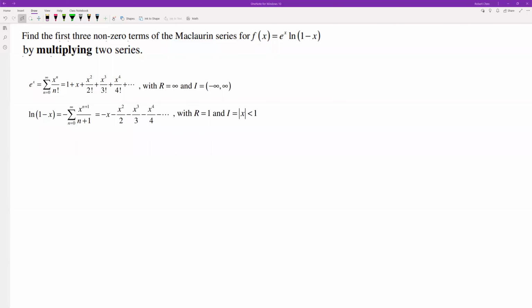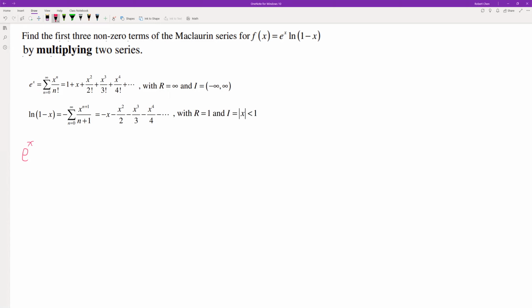All right, now here's another example. It says find the first three non-zero terms of the Maclaurin series for f of x equal to e to the x times ln of 1 minus x by multiplying the two series. I have put the two series here for you. Basically, all we're doing is just multiplying the two polynomials together. So let's go ahead and do that.